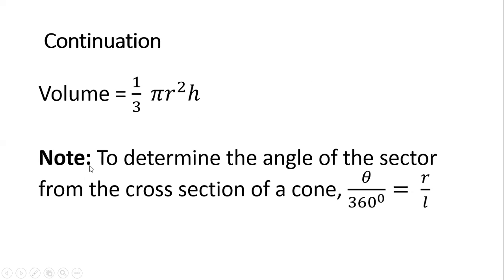Note, I told us this earlier, to determine the angle of the sector from the curved surface area of the cone, we can have it as theta over 360 degrees times 2 pi r. That was what was substituted into the area of the sector to give us pi r squared h.